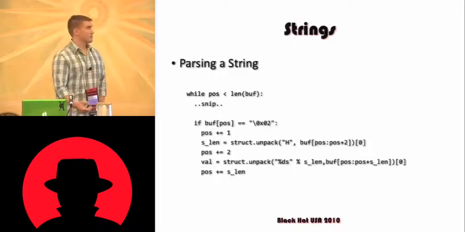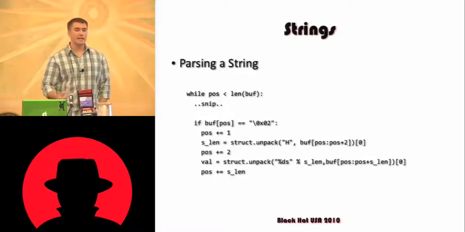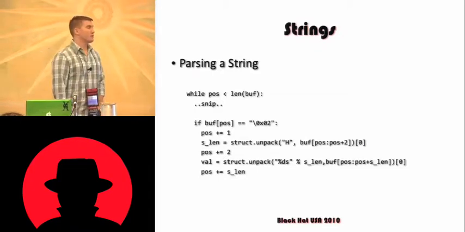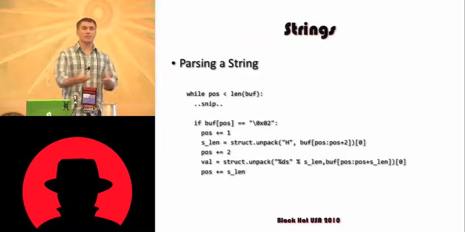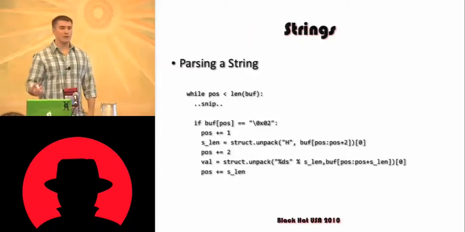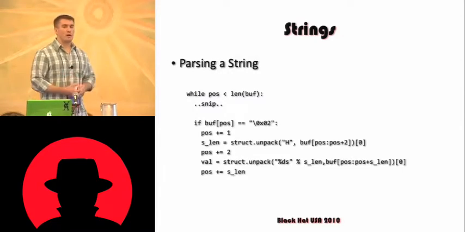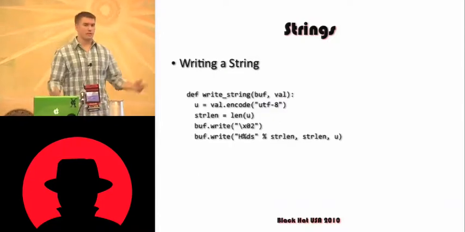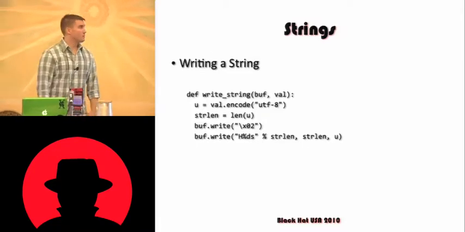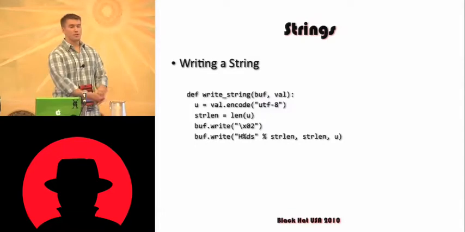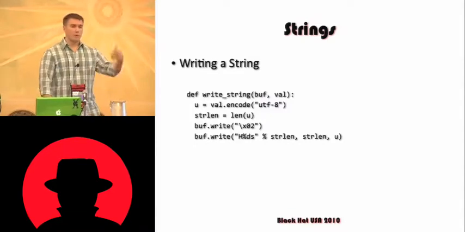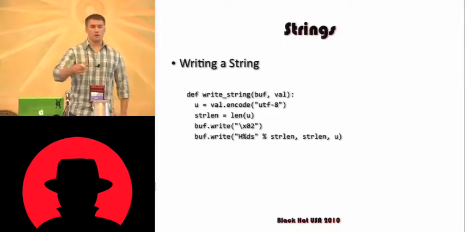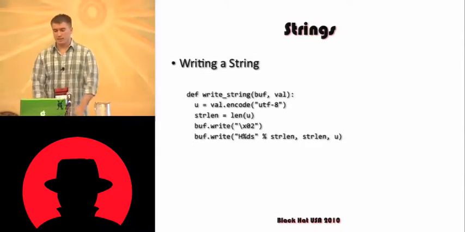So when it comes to parsing a string, when our current position in the stream is at that type marker, we unpack the next value into a short to get the length of the string. Then we unpack the string based on the length, so we actually have the value of the string. Writing a string, going in reverse and sending stuff to the server, is just the opposite. We encode our string into UTF-8, get the length of the string, write our type marker, and then write our string with the length preceding it, and that's it.